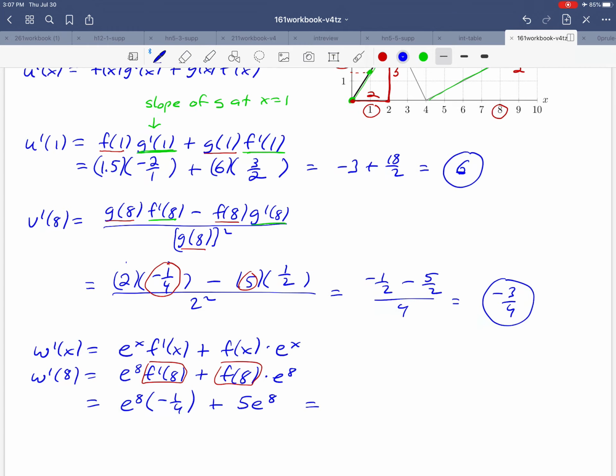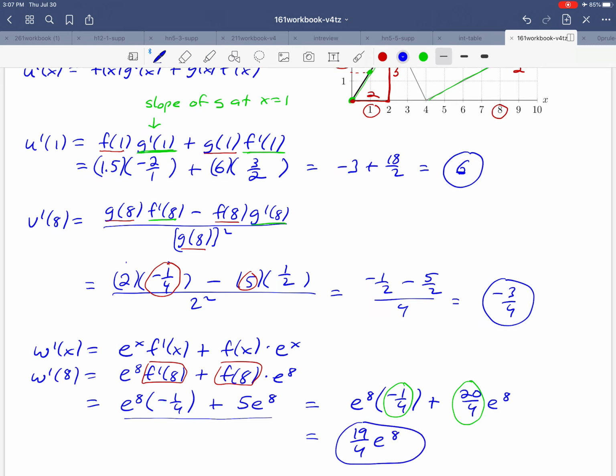Okay, and last step here would be, you could go to your calculator and get a decimal number for this. You would find, though, that e to the 8 is a pretty big number. I'm going to choose to leave this algebraic. We can maybe get a common denominator here. This is e to the 8th times negative 1/4 plus 5. I'm going to rewrite 5 as 20 over 4, just so that we've got a common denominator of 4. And the reason for doing that is it allows us to combine negative 1/4 and 20/4. If we add those two fractions, we're going to get a positive 19/4 times e to the 8. Okay, and there would be our answer for w prime of 8.